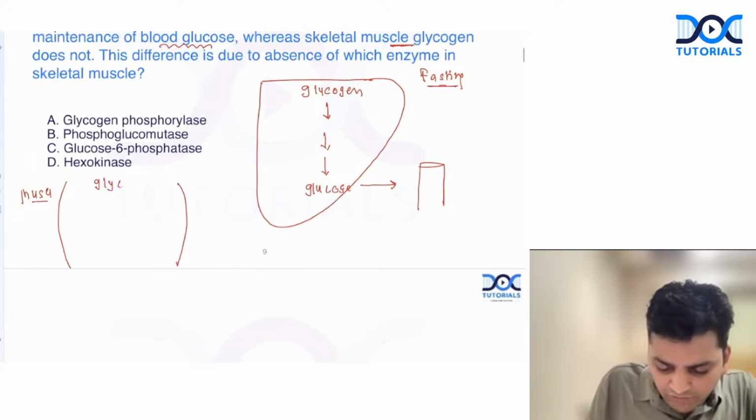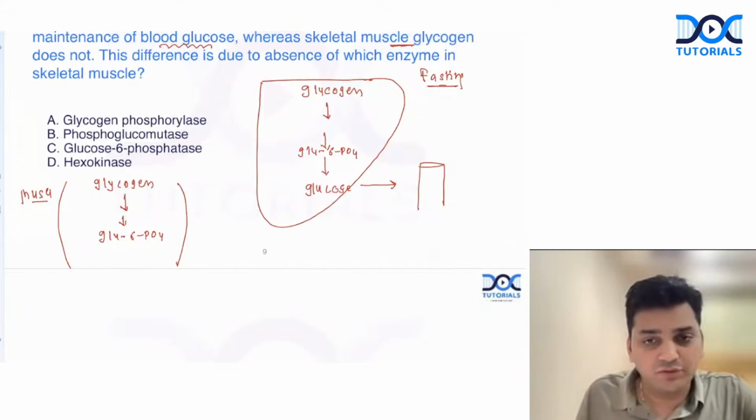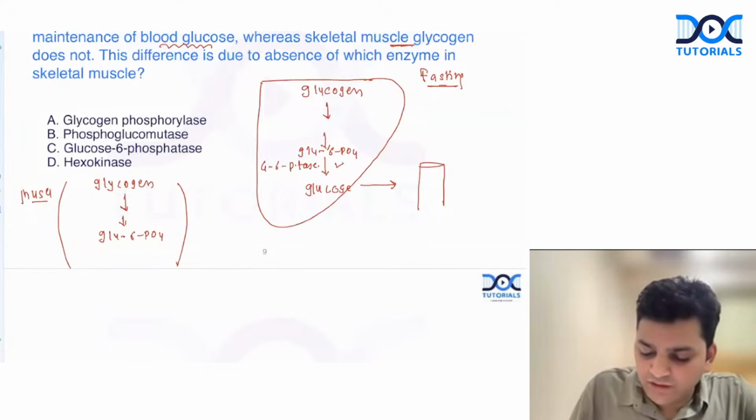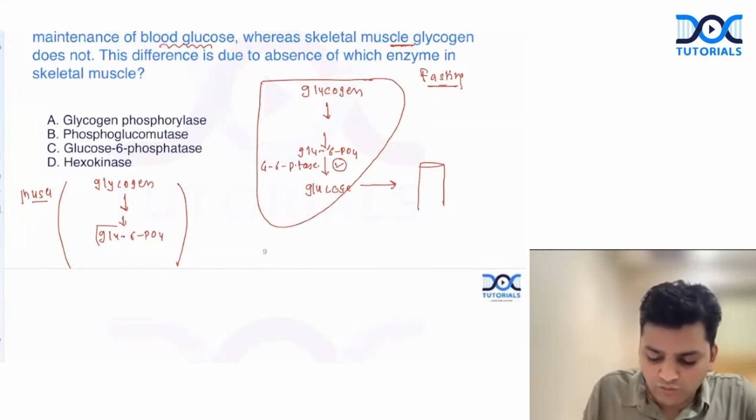The last product, when you cut the glycogen, is glucose 6-phosphate. Here also, when you are cutting the glycogen, you come till glucose 6-phosphate. To convert the glucose 6-phosphate into glucose, you require the enzyme glucose 6-phosphatase. And this enzyme is found in the liver, but this enzyme is not found in the muscle. So the muscle is not able to convert the glucose 6 phosphate further.